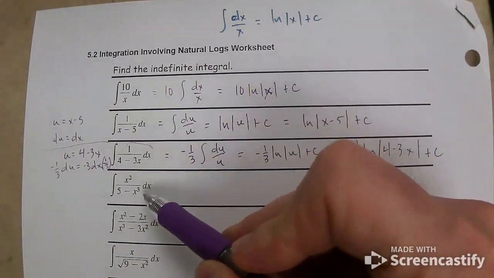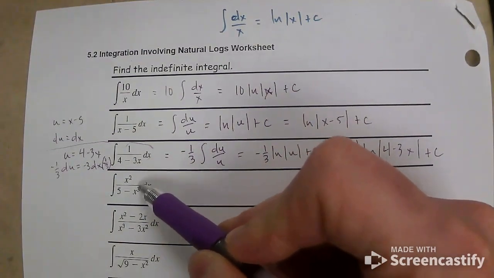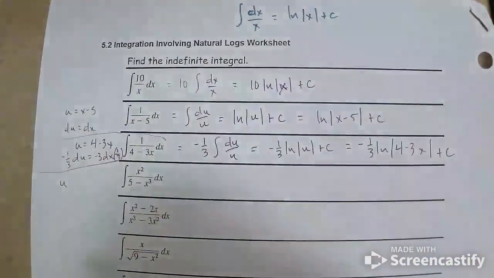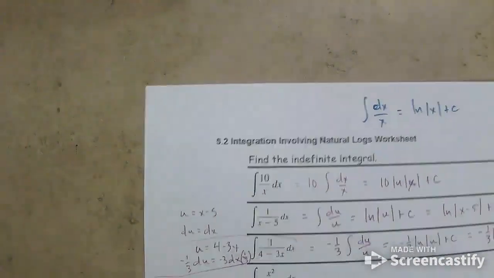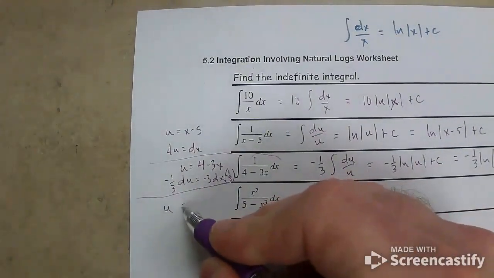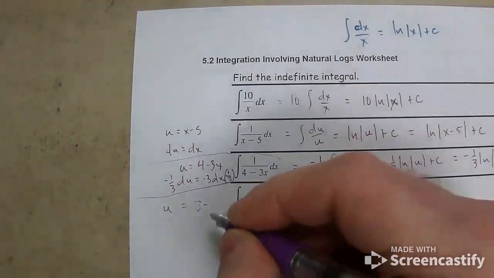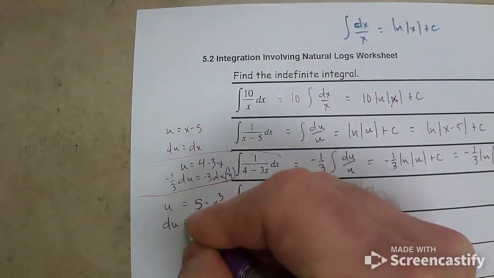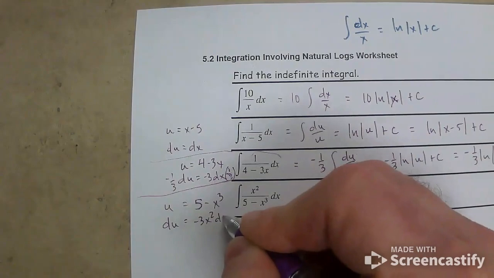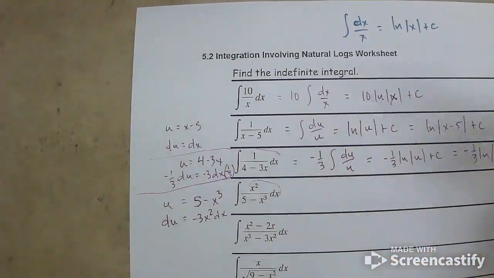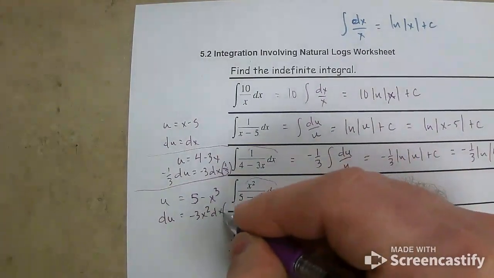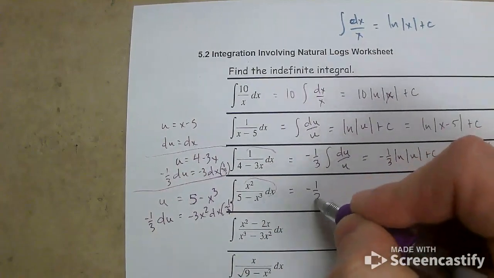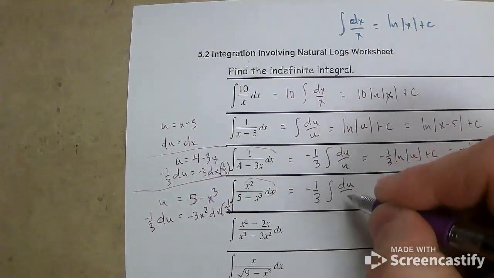We see that we have an x cubed here and an x squared, another identifier that we're going to let u be the denominator here. So u, let's move this over so you can see. U equals 5 minus x cubed, which would make du equal to -3x squared dx. But I don't want to replace -3x squared dx. I want to replace x squared dx. So I'm going to multiply both sides by -1/3 again. So this ends up becoming -1/3 integral of du over u.